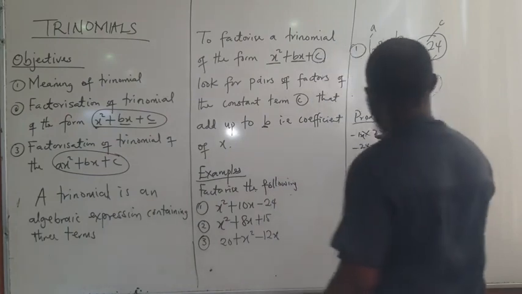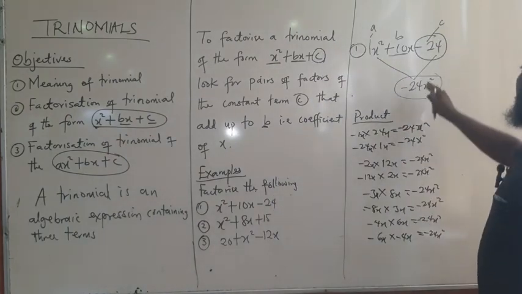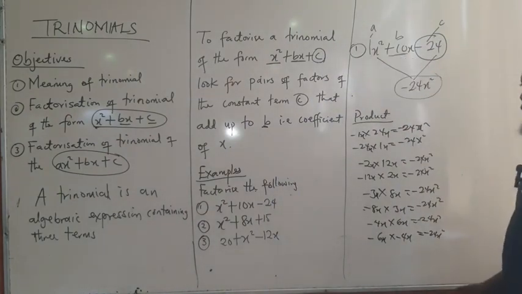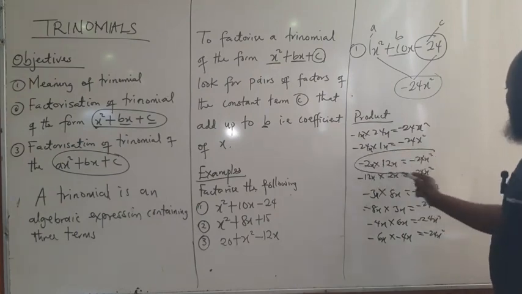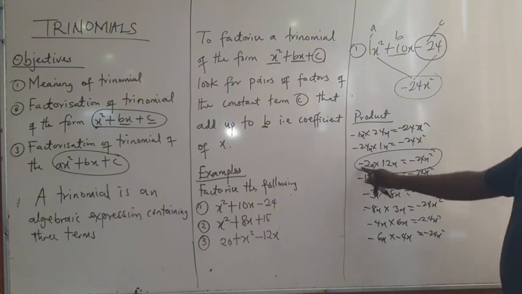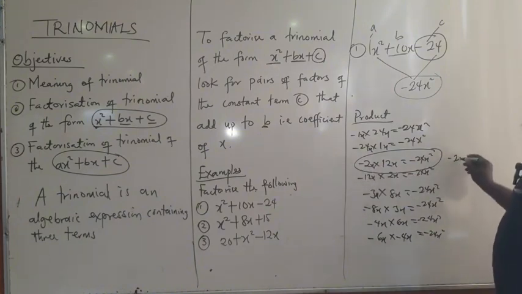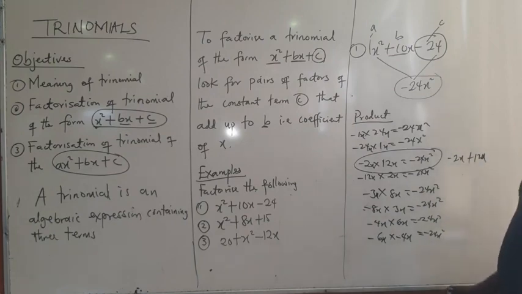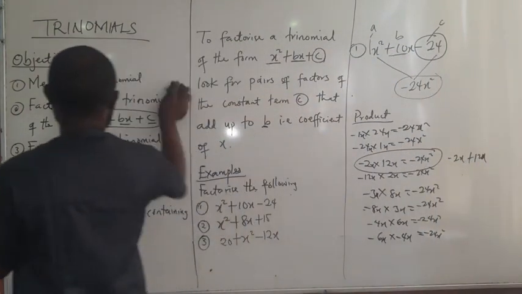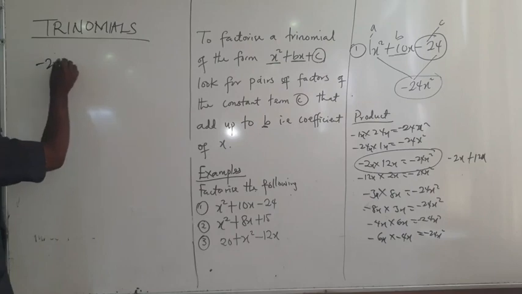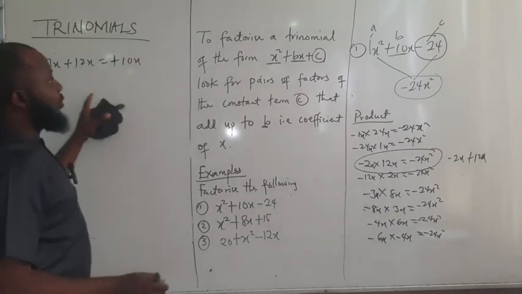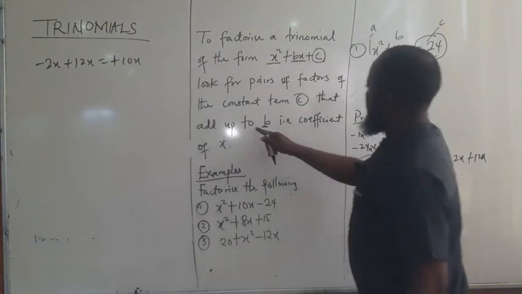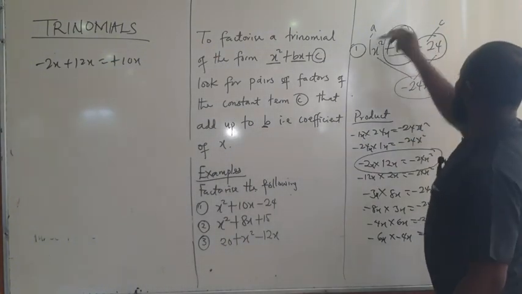Now we're looking at the pair of two numbers that will give us what? Plus 10. Now which one will give us plus 10 here? So that is this, which is minus 2x plus 12x. Let's declare this: minus 2x plus 12x will give us what? Plus 10x. So that will now replace b, this middle number here.